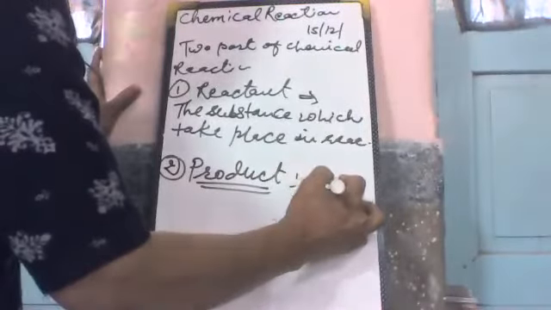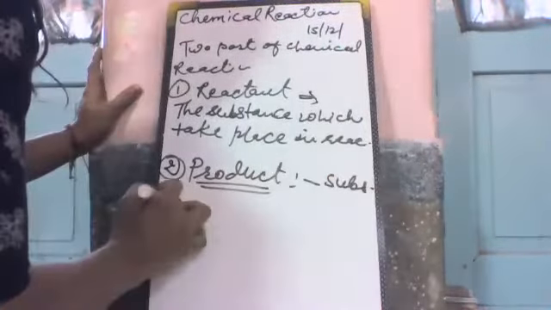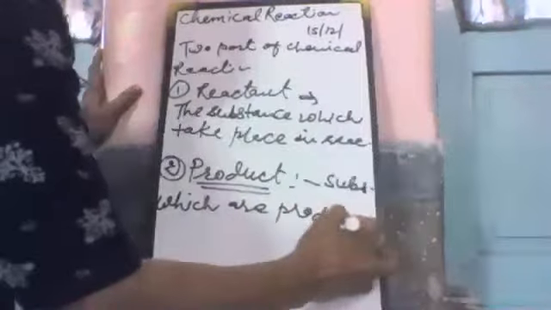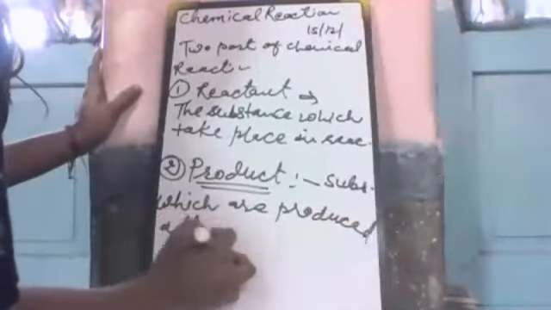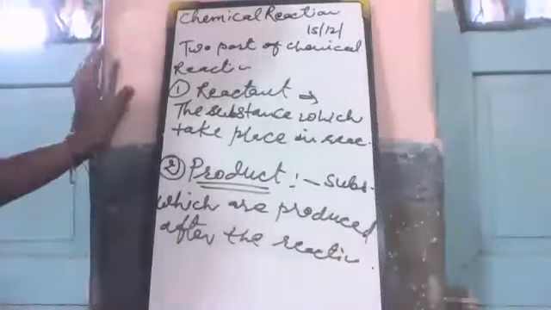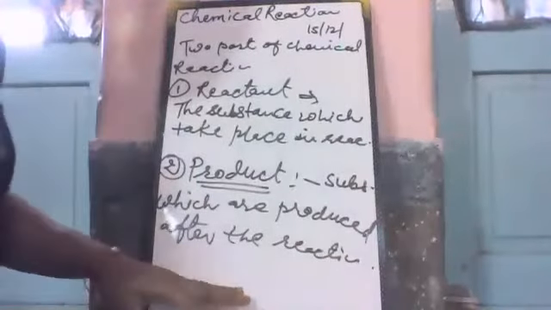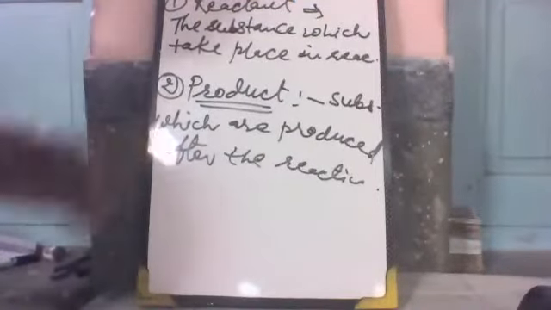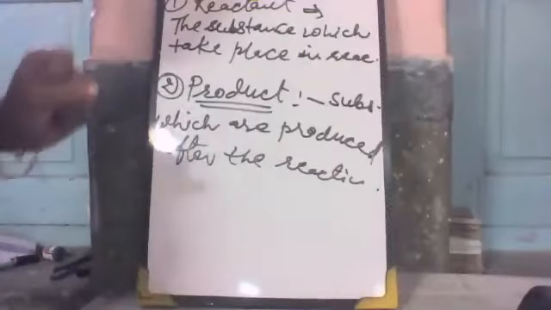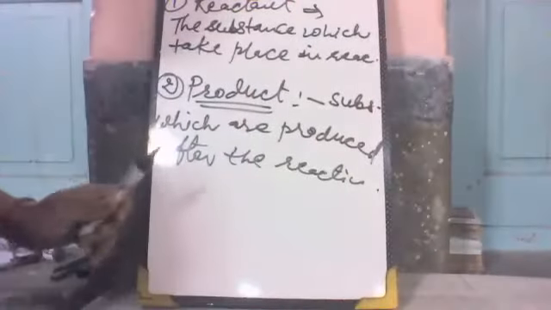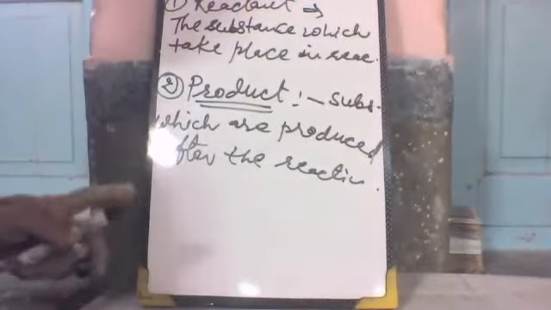These are the substances which are produced after the reaction. The substances produced after the reactions are known as product. There are two parts of a reaction. First one is reactant and other is product. And reactants are the substances which are taking part in reaction, and products are the substances which are formed after the reactions. How to write a chemical reaction?